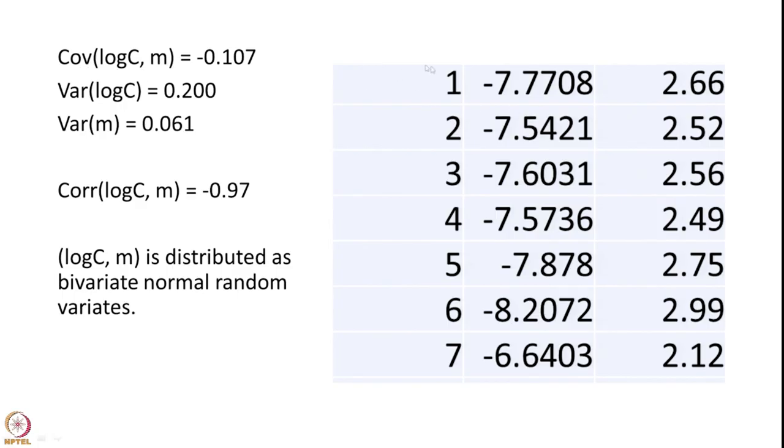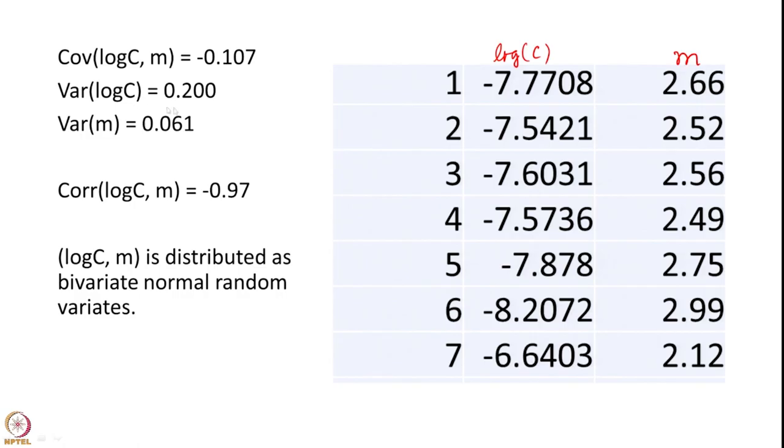the covariance of log C and m. Let me first show you the data. These are the 7 data points we have. I have not shown it properly. Let me write it down here so that it is clear to all of us. This is log of C and this is m. This information was missing, and therefore you can see that with this data, if you try to find the covariance of log C and m, it is negative 0.107.